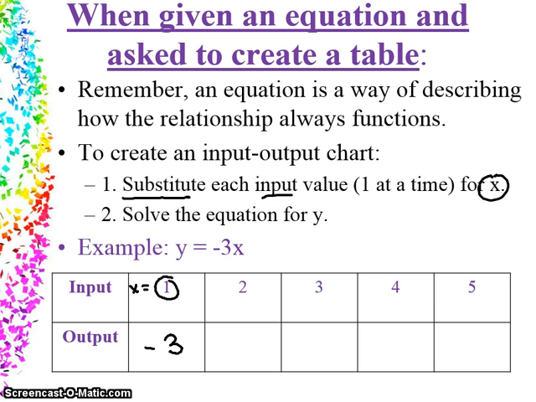Now I can do the same thing for the next input. For this situation, x is 2. So I'll substitute 2 for x, which is multiplication because the negative 3 is touching the x. So y is equal to negative 3 times 2, which is negative 6. Now I can continue to do that for the next inputs. If x is 3, then y is negative 3 times 3, or negative 9. If x is 4, then y is negative 3 times 4, which is negative 12.